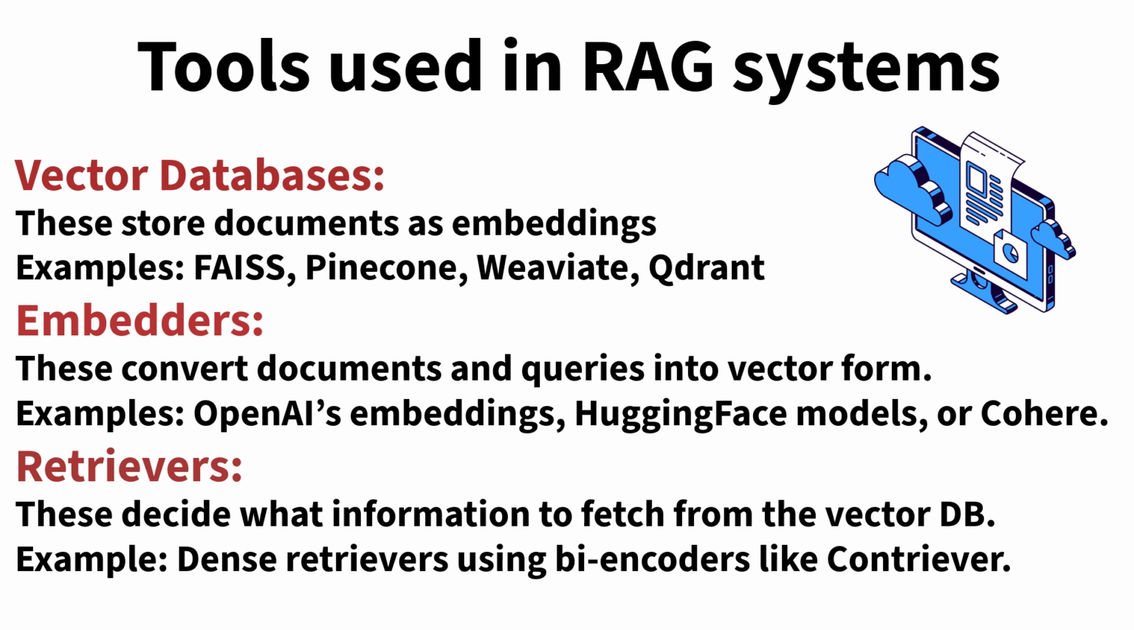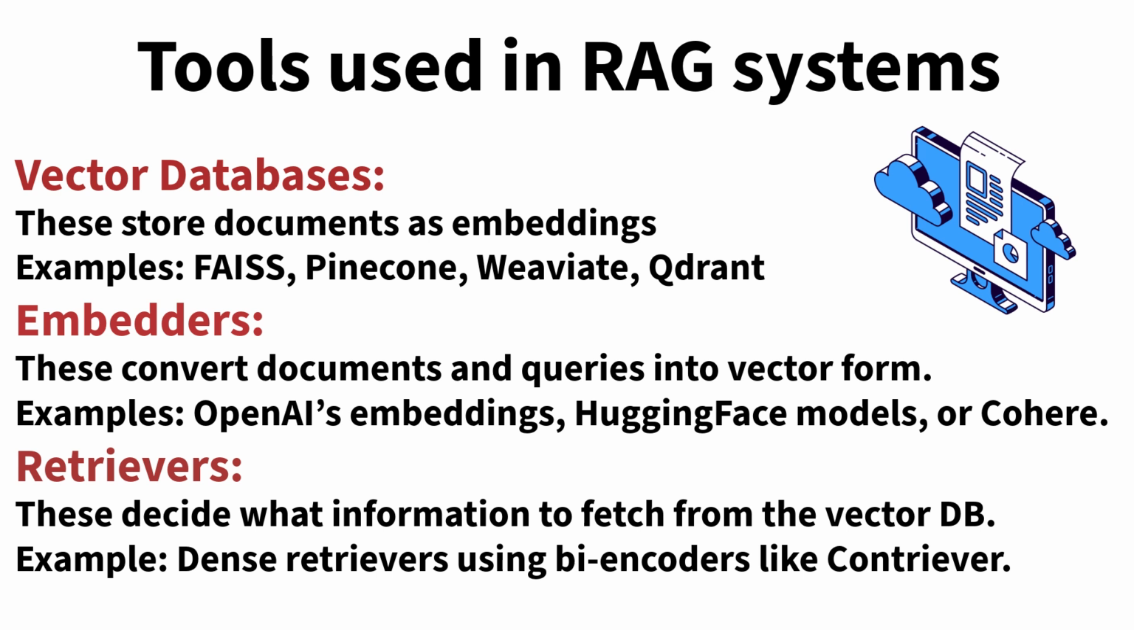First, vector databases. These store documents as embeddings and allow for similarity search. For example, FAISS, Pinecone, Weaviate, and Qdrant. Embedders. These convert documents and queries into vector form. For example, OpenAI's embeddings, Hugging Face models, or Cohere.